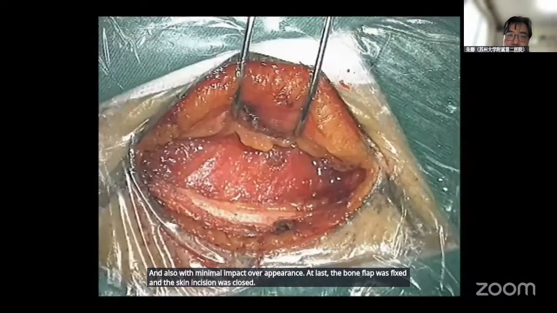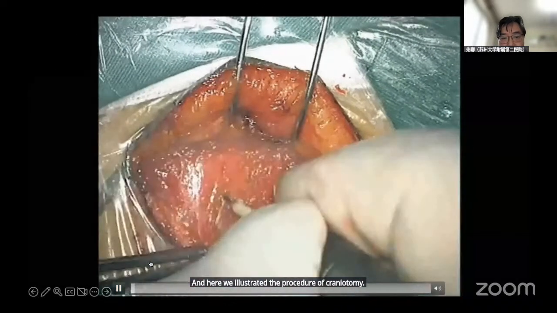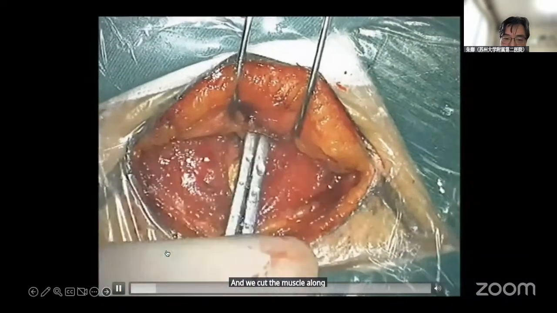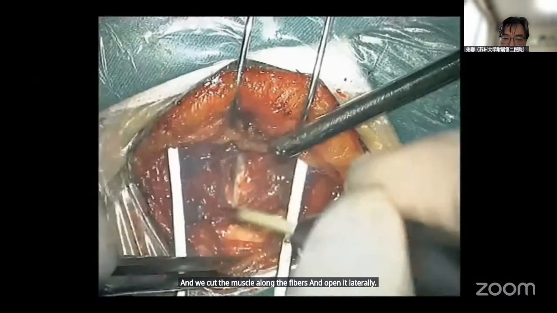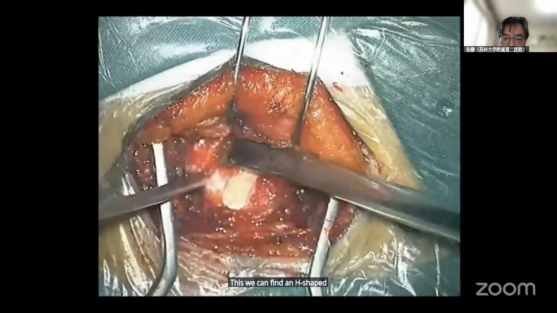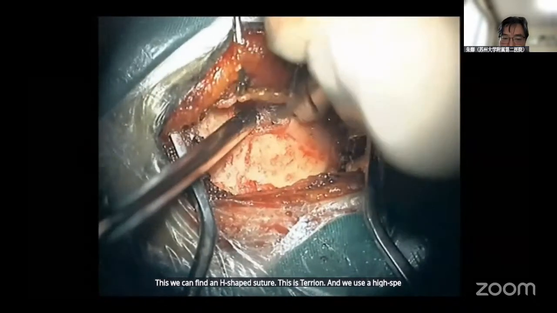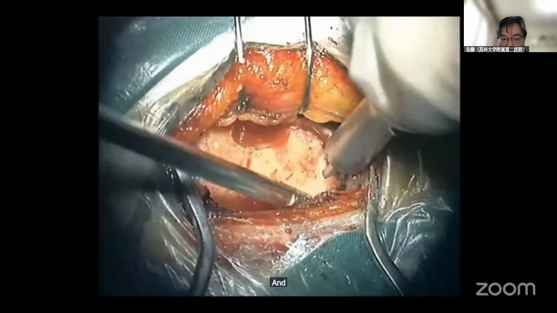And here we illustrate the procedure of craniotomy of a pterional keyhole approach. We cut the muscle along the fibers and open it laterally. And here we can find an H-shaped suture. This is the pterion. We use a high-speed drill to make the burr hole in the sphenoid crest, and then the craniotomy.